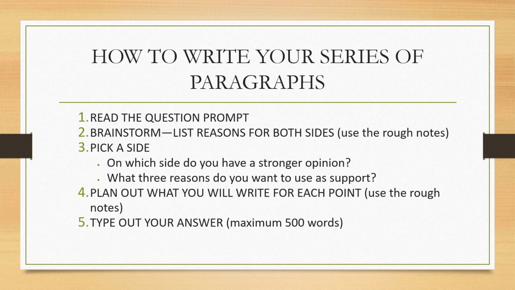Here are 5 steps that you can follow when you're writing out this task. So step 1, read the question prompt. Okay, so if you don't read the prompt and you just start writing about something random, you're going to be off topic. Okay, and an off topic response will not pass. Step 2, brainstorm. So once you've read the prompt, I would brainstorm an idea list on reasons why you agree with the statement and reasons why you disagree with the statement.